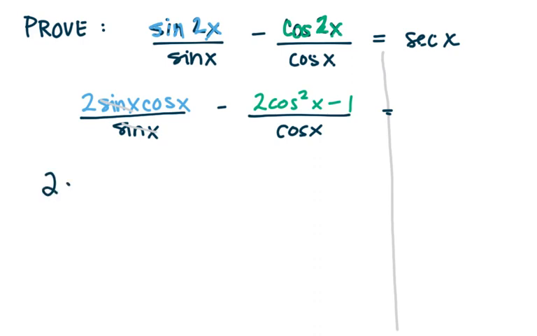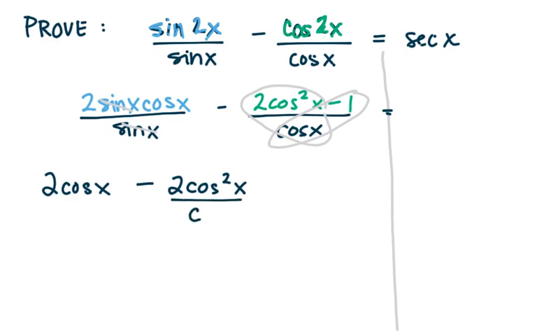So I have 2 cosine x. On the right, I have 2 cosine squared x minus 1 over cosine x. Since there's only one term in my denominator, I'm going to unadd these fractions. So that's negative 2 cosine squared x over cosine x, and minus a negative, that next term would be plus 1 over cosine x.